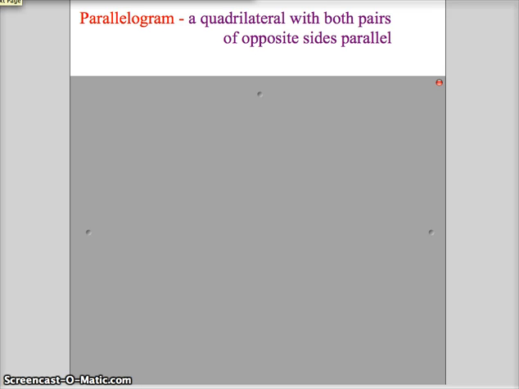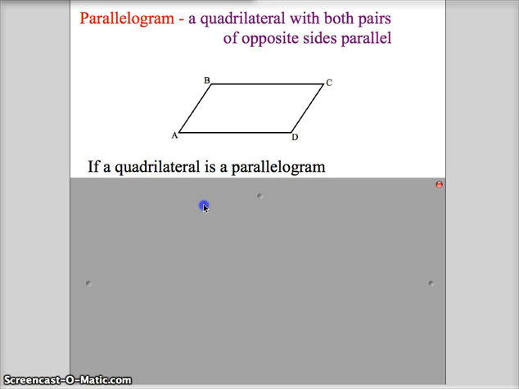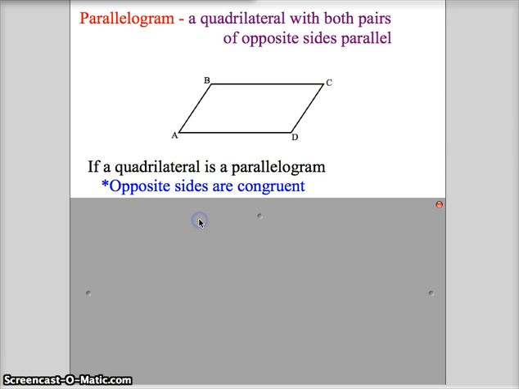Parallelogram. A parallelogram is a quadrilateral with both pairs of opposite sides parallel to each other. Some important things to note about parallelograms. Opposite sides are congruent to each other. So in this case, BC is congruent to AD, and CD is congruent to AB.